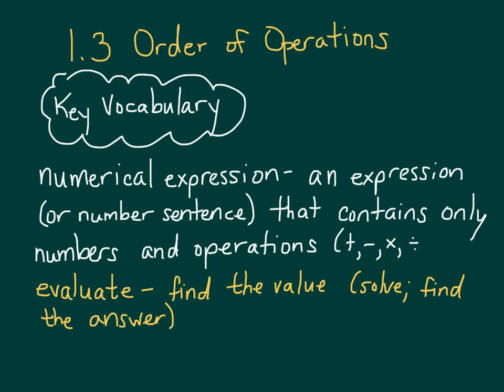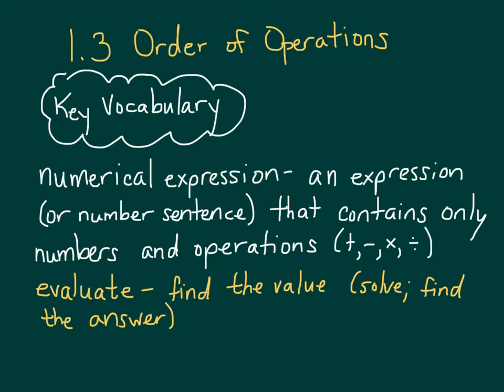1.3 is continuing our work with order of operations. Here are a couple of key vocabulary terms you need to know. Numerical expression is just an expression or a number sentence that contains only numbers and operations. And remember, operations could be add, subtract, multiply, or divide. And I'm going to close up that parentheses because I forgot.